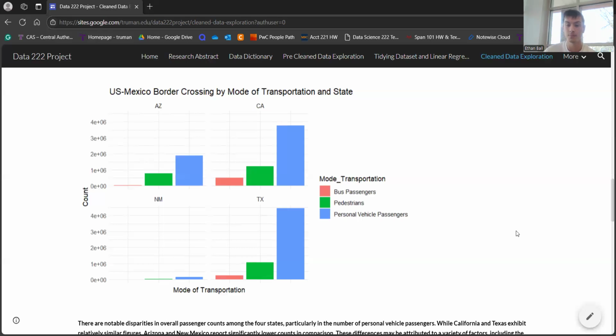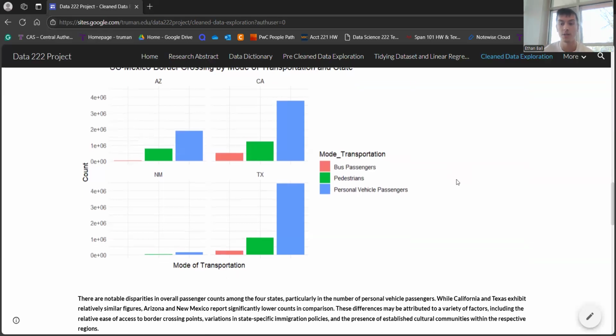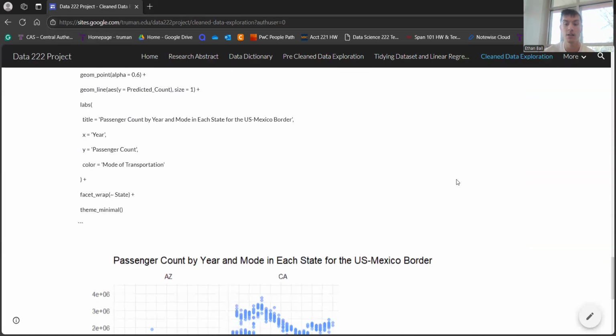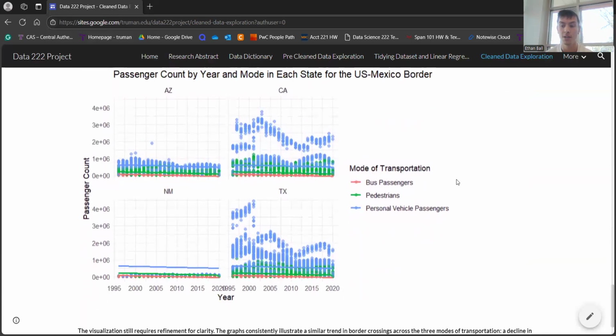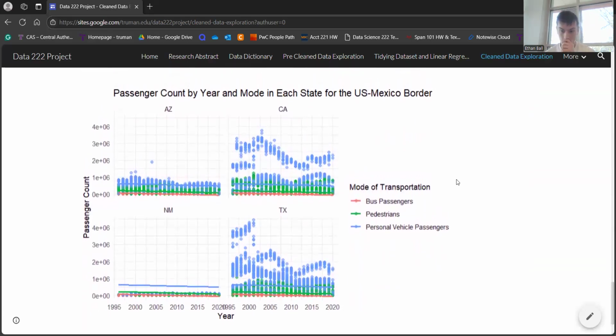To deepen our understanding, we turn to a multiple regression model to analyze the relationship between the year, mode of transportation, and passenger count. This allows us to evaluate how passenger counts have evolved over time for different modes of transportation. This regression model uses year and mode of transportation to predict count. By fitting this model, we can understand how the passenger counts for each transportation mode have changed year over year.